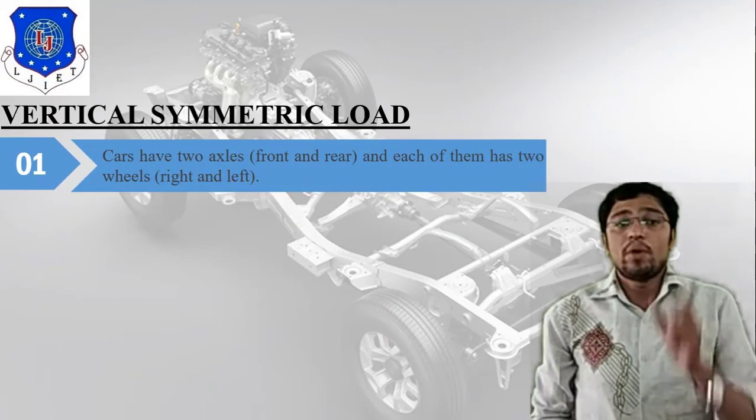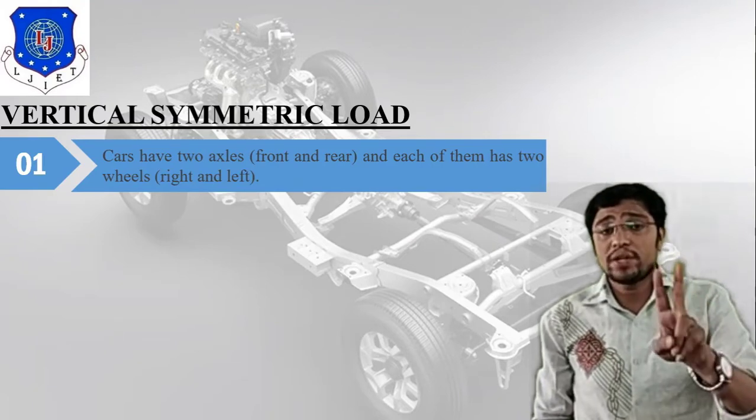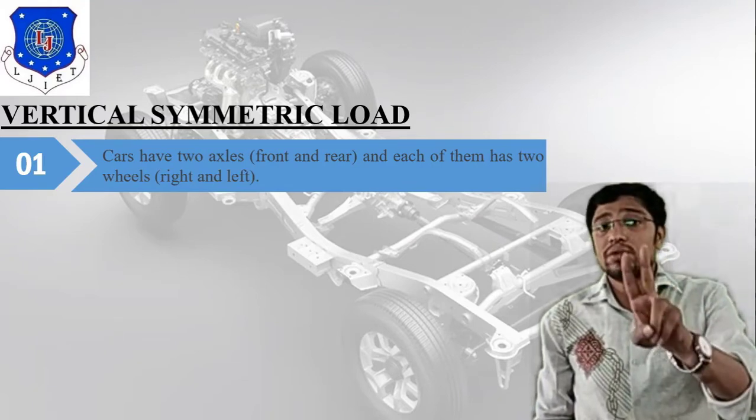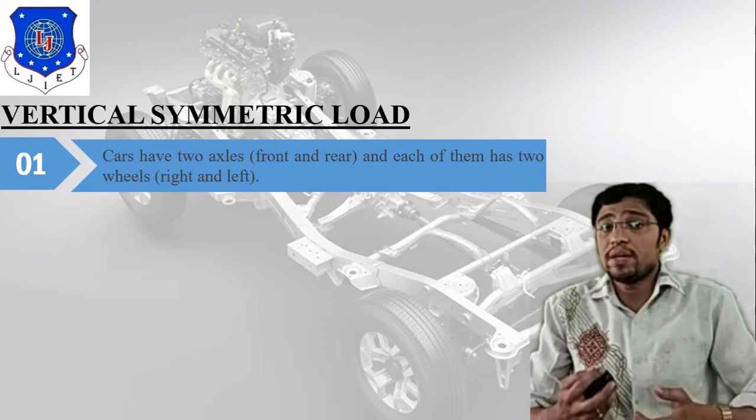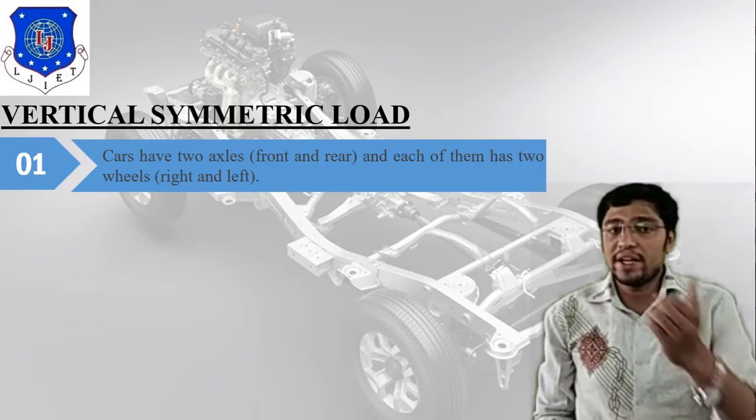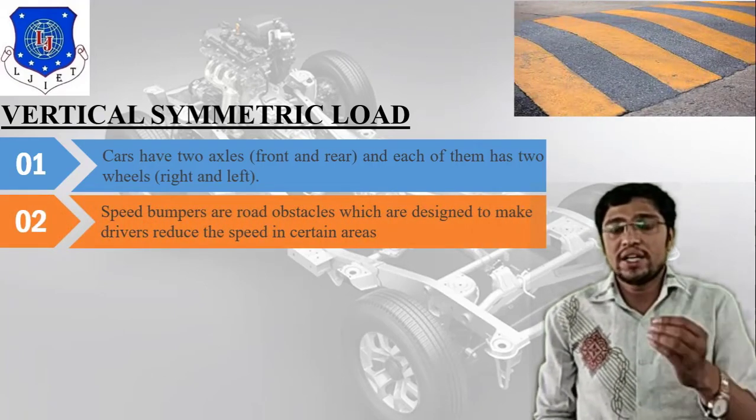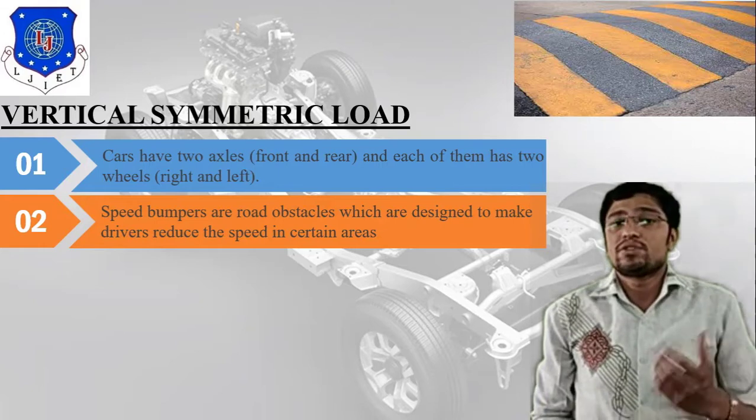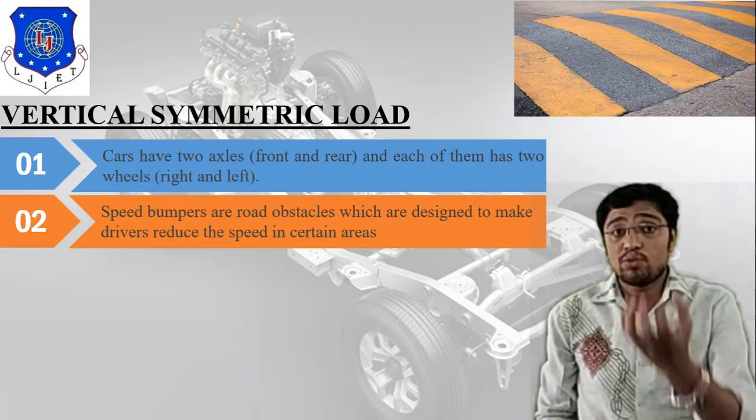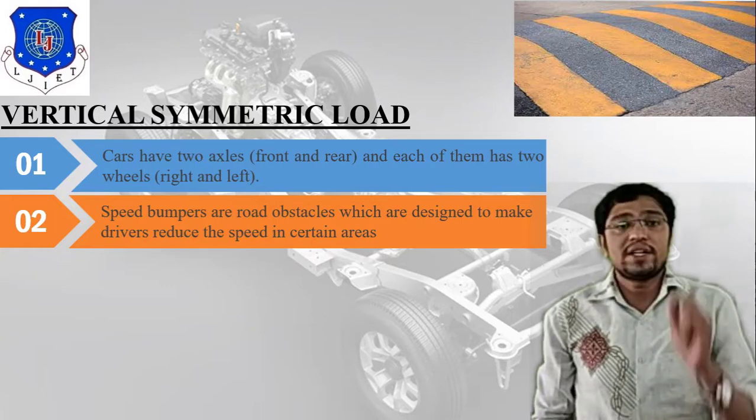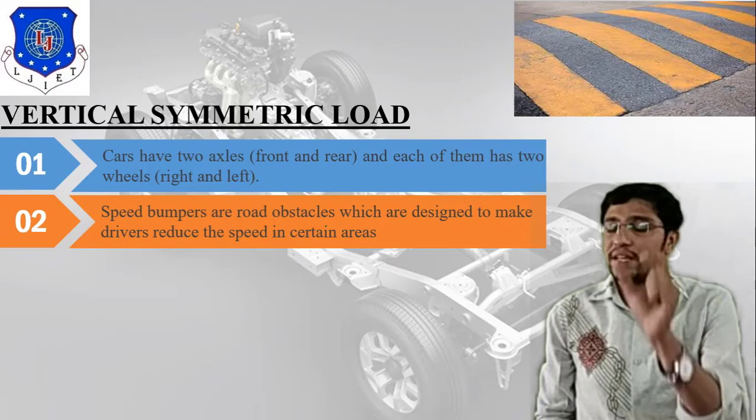First of all, vertical symmetrical load. We all know that in a car there are two axles, the front axle and the rear axle, right? And each of them has two wheels, right side and left side. Here I have attached one image of a bump. Now what happens in vertical symmetrical load? First of all, what is vertical symmetrical load? It is a combination of two words: the first word is vertical, and the second word is symmetrical.